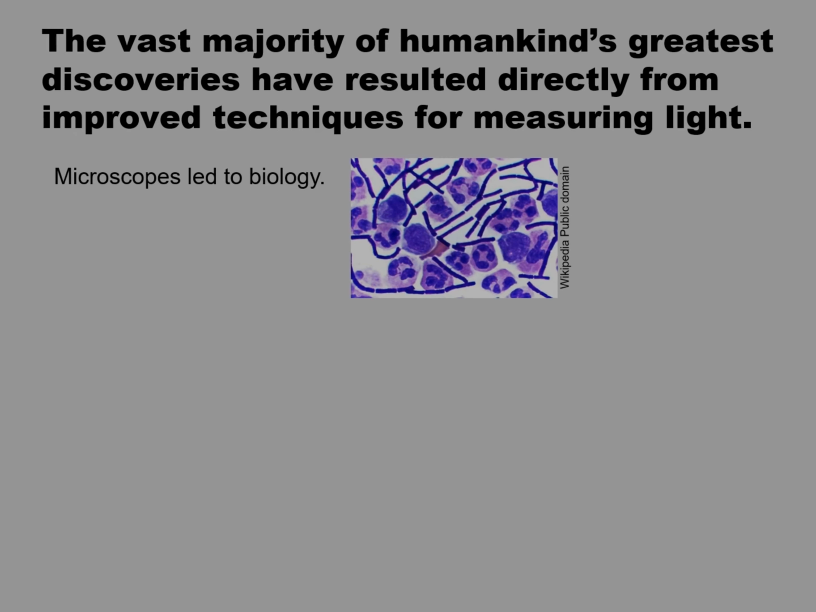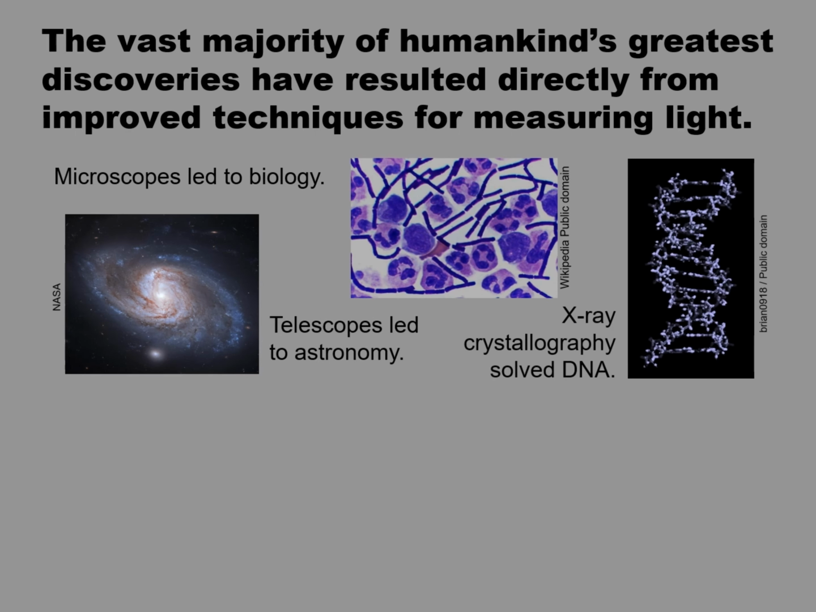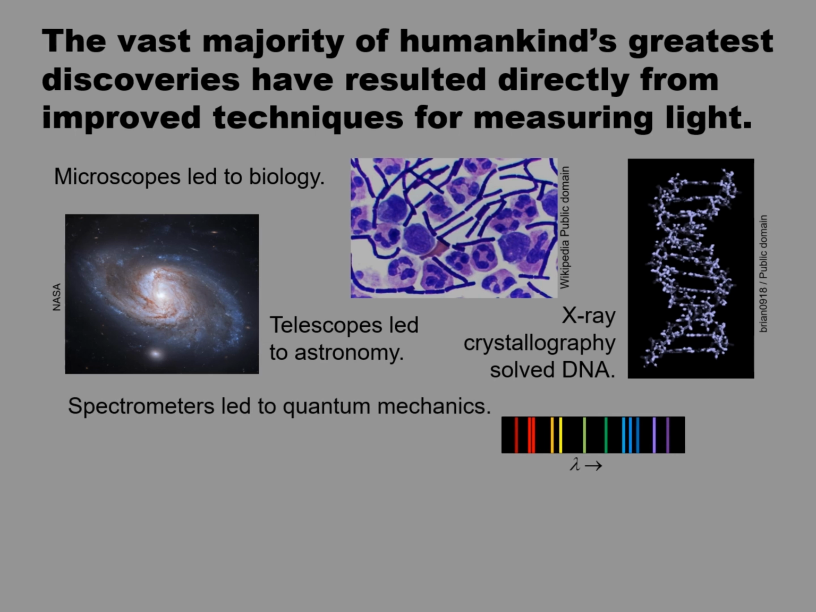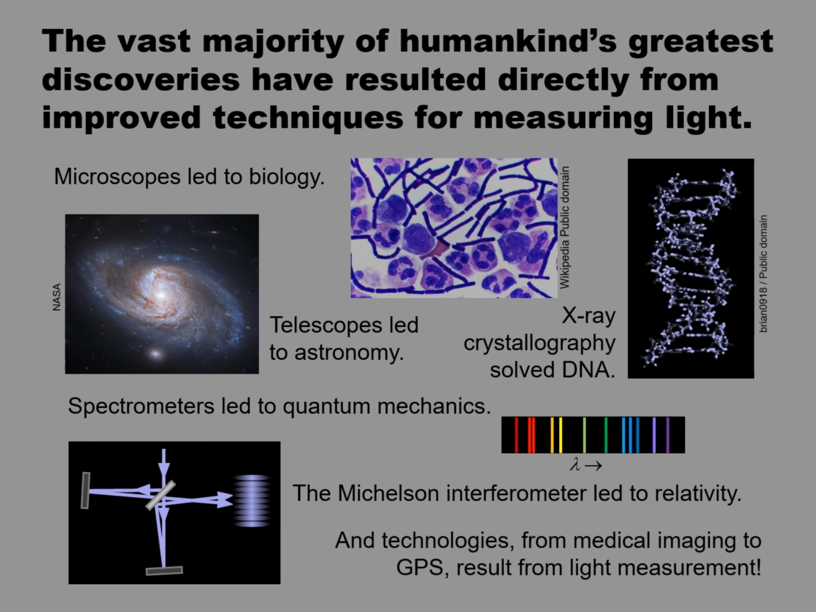Microscopes led to the field of biology. Telescopes have given us the field of astronomy. X-ray crystallography solved the DNA structure problem. Spectrometers provided the atomic emission spectra that inspired and then confirmed quantum mechanics. And the Michelson interferometer provided a dark cloud over classical physics that eventually led to special relativity. A wide range of modern technologies, from today's numerous powerful medical imaging modalities to GPS, have resulted from more powerful light measurement techniques.